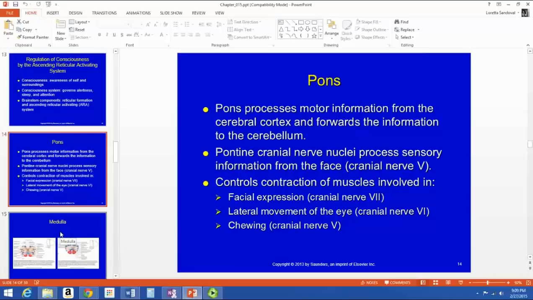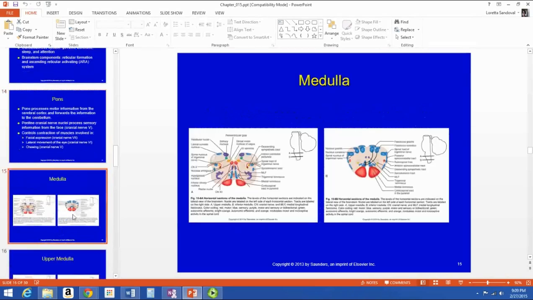The pontine cranial nerve nuclei process sensory information from the face, and they control contraction of muscles involved in facial expression and eye movement and chewing. So the pons is a bridge. It's passing information from the sensory part of the cranial nerves to the brain, and then the motor part to the cerebellum, and going out through the cranial nerves as well. It's passing information. So the medulla, there are a couple of pictures in the book which show cross sections, and it shows where the different cross sections are and the different nuclei.